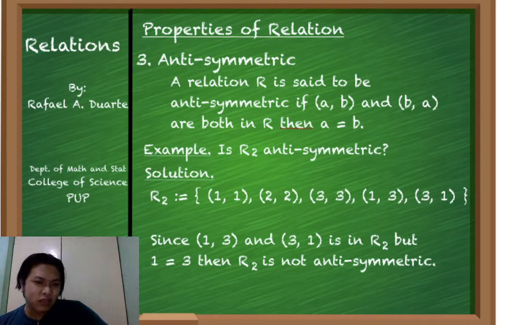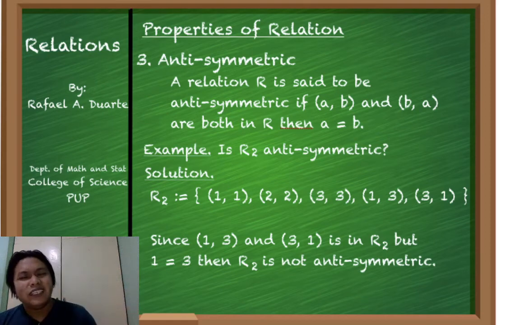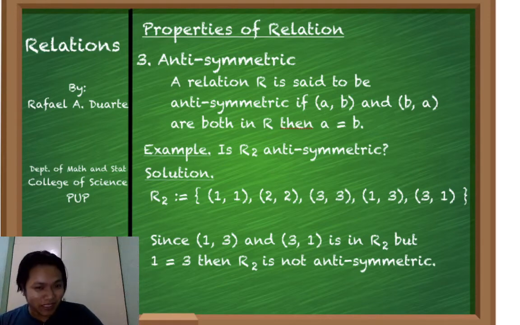But obviously, yung 1 tsaka 3 ay hindi equal. Kaya, hindi siya antisymmetric. Do you notice yung R1 is not symmetric, kaya antisymmetric siya. Ay, ang gulo ko, ulit. Si R1 ay not symmetric, kaya antisymmetric siya. Si R2 ay symmetric, kaya not antisymmetric siya.